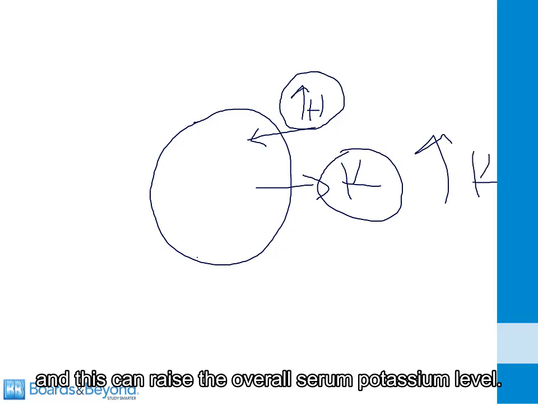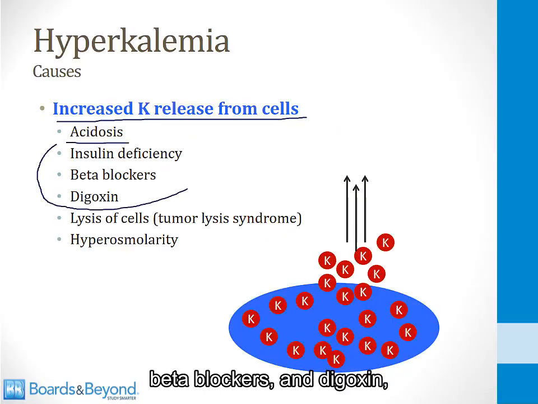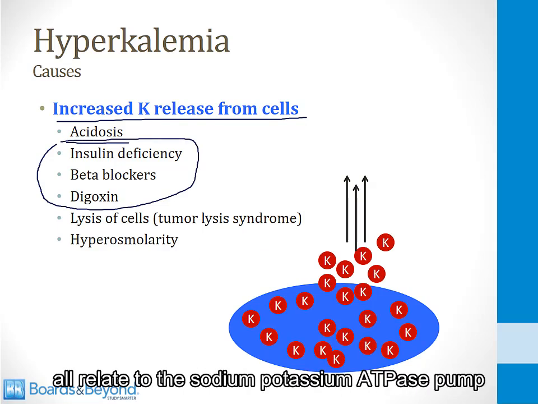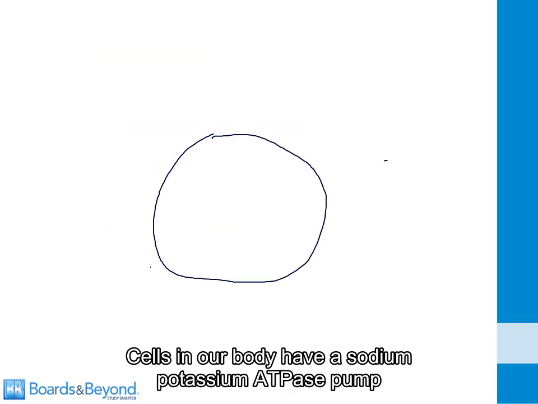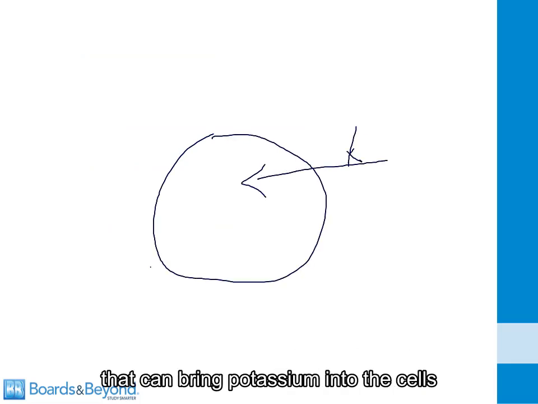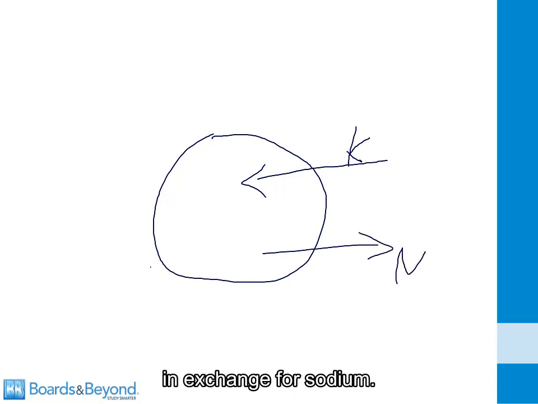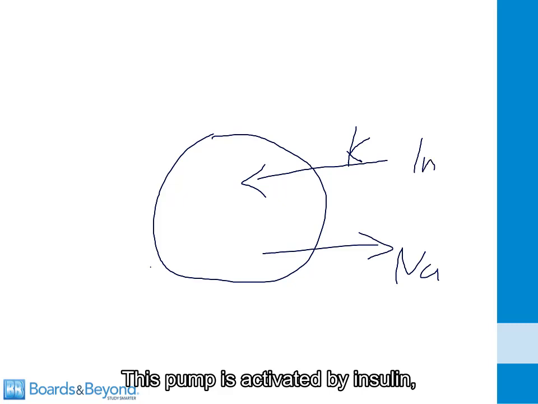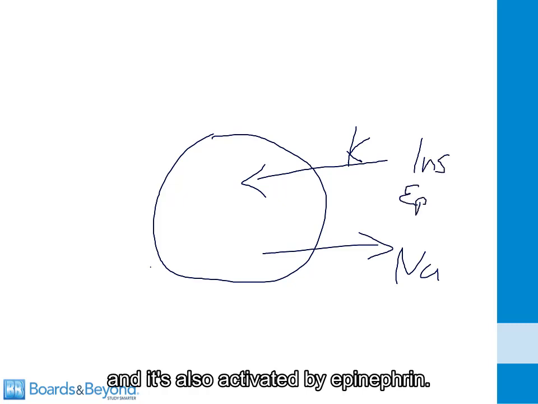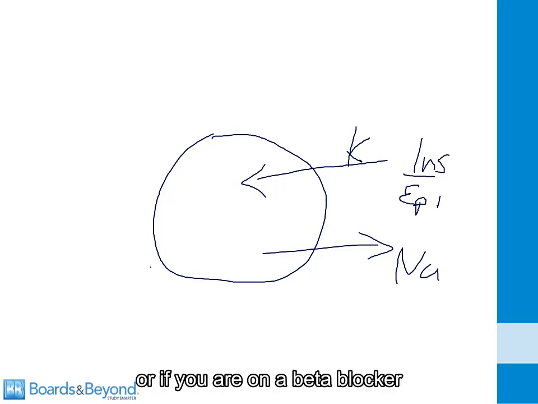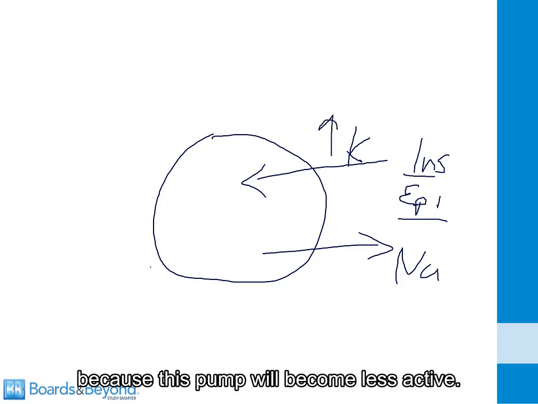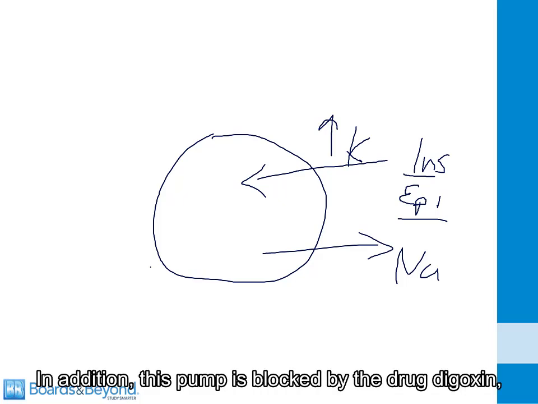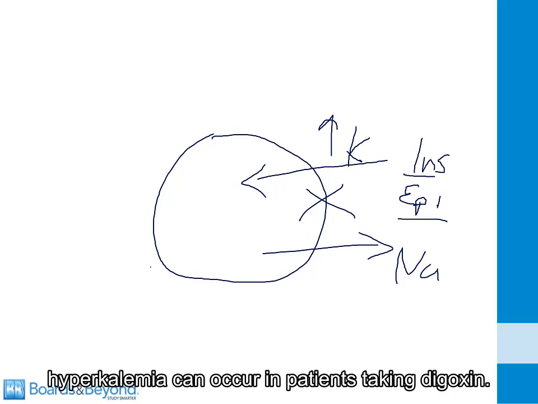and this can raise the overall serum potassium level. The next three causes, insulin deficiency, beta blockers, and digoxin, all relate to the sodium-potassium ATPase pump found in our cells. Cells in our body have a sodium-potassium ATPase pump that can bring potassium into the cells in exchange for sodium. This pump is activated by insulin, and it's also activated by epinephrine. This means that if you are insulin deficient or if you are on a beta blocker that blocks the effects of epinephrine, you will see the potassium level rise because this pump will become less active. In addition, this pump is blocked by the drug digoxin, so for the same reason, hyperkalemia can occur in patients taking digoxin.